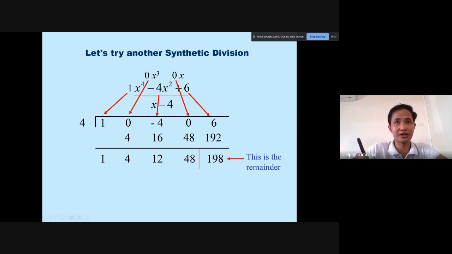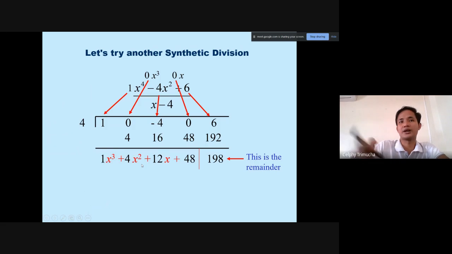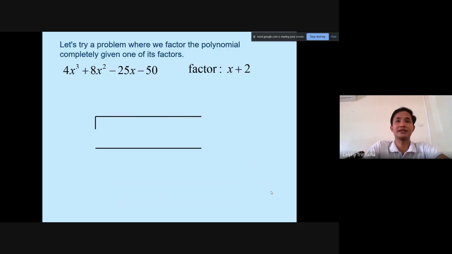Our remainder and our answer, we reduce the exponent by 1. So we start with x cubed, x squared, x. Then this will be our final answer: x cubed plus 4x squared plus 12x plus 48 plus 198 all over x minus 4. Okay, so that's it for our synthetic division.